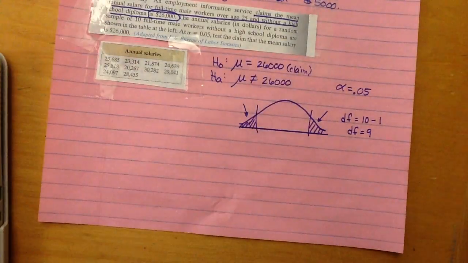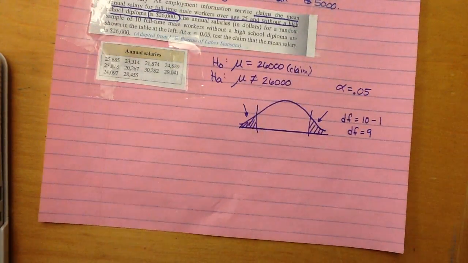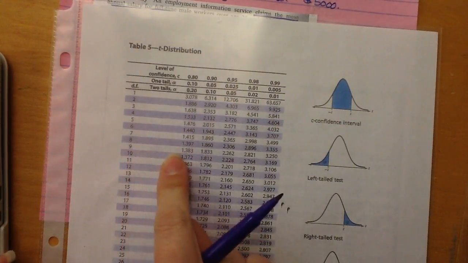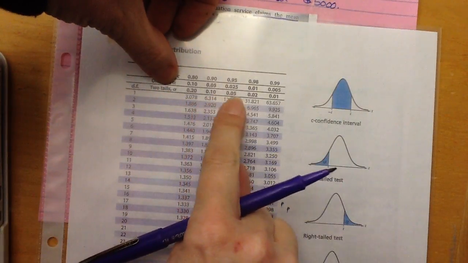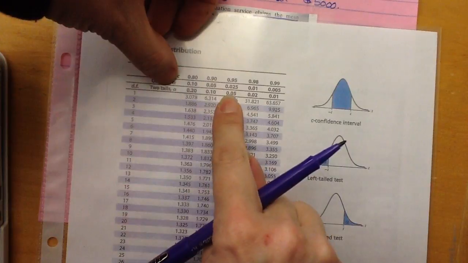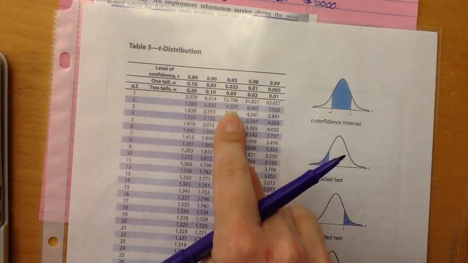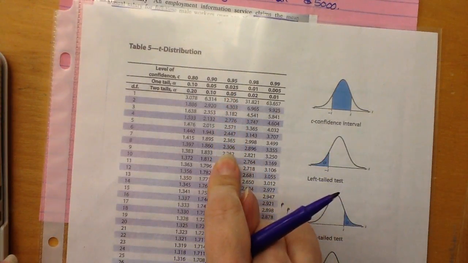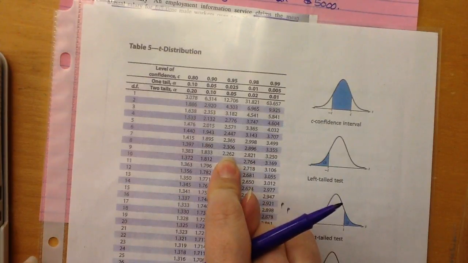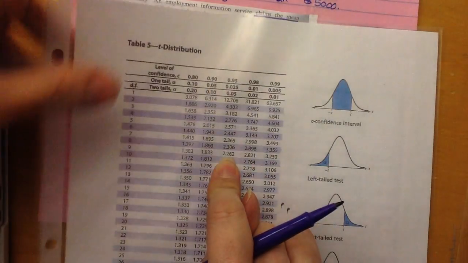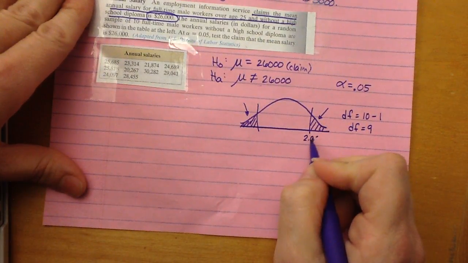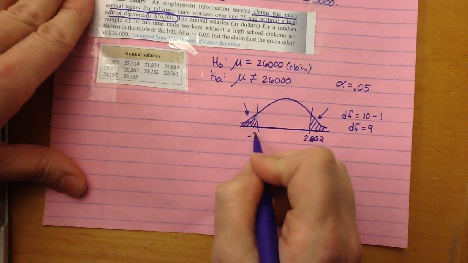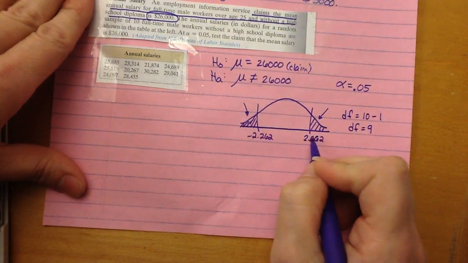So, oops, that's the wrong table. Let's use the t distribution. There we go. With 9 degrees of freedom, and we have a two-tailed test, so we need to look on this row here, and alpha is 0.05. So for two tails, alpha equals 0.05. We're looking in this row down to 9 degrees of freedom. So our t-score is 2.262, which means we have 2.262 here and negative 2.262 here.